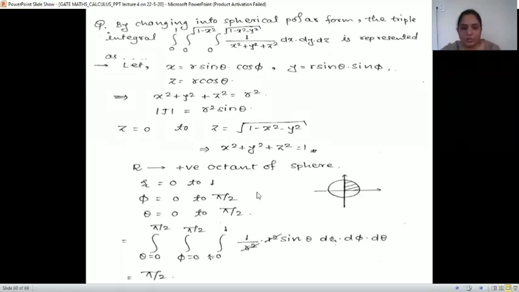So applying all these limits, we get 0 to pi by 2, 0 to pi by 2, r is 0 to 1, and 1 upon r square into r square, the Jacobian. We are writing the Jacobian, or we can directly write dx dy dz is r square sin theta dr d theta d phi as a formula also. So it is Jacobian into dr d theta d phi. So r square cancels, and this is what we obtained: sin theta dr d theta d phi. It is not asked to solve, just how we can express.